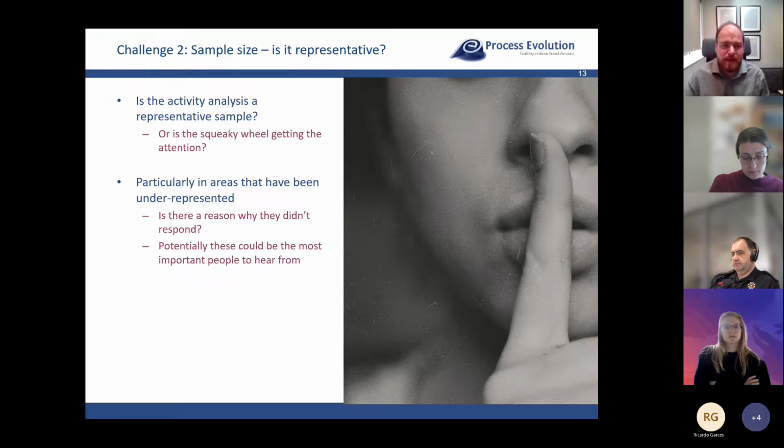So yes, we might be able to get a nice split across, take Cleveland, for example, across the four local policing areas. We might get good representation, but there's still going to be 30, 40% of officers out there who didn't respond that might have something very interesting to say. So there's that question of, is my sample size representative?